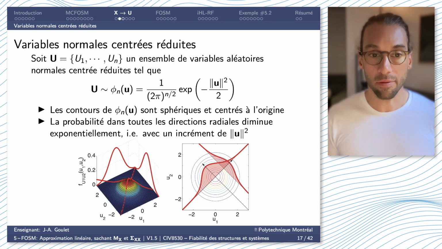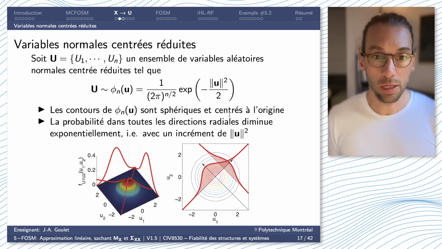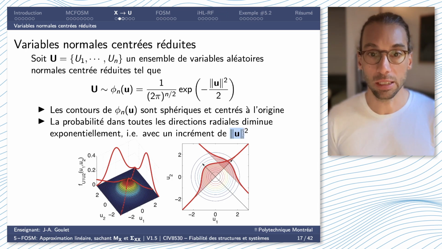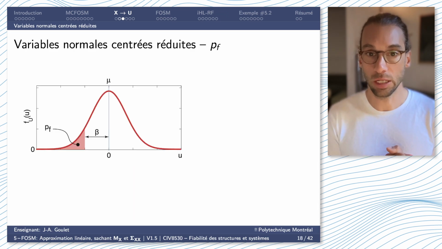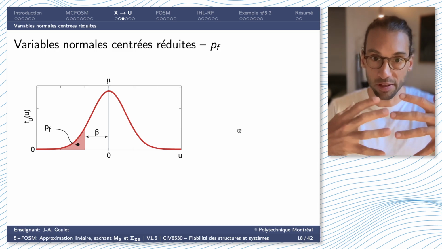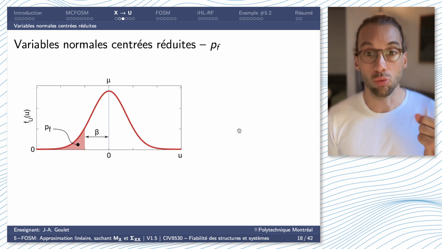And in all directions, the probability decreases exponentially with an increment in the square of the distance with respect to the origin. So these are the standard properties of the standard normal space. And the fact that I have circular or spherical contours will allow me to take advantage of that rotational symmetry.